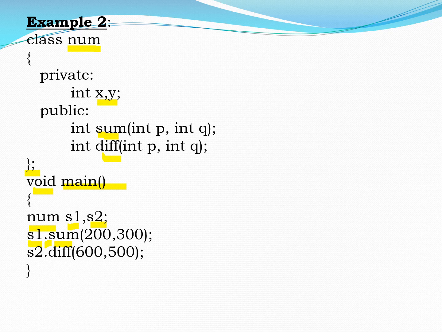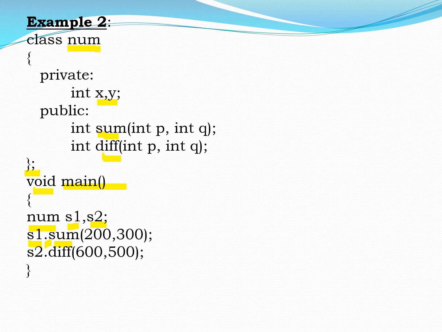The object S1 belongs to the class called num. Once it checks that S1 belongs to the class called num, it checks whether num is a class or not. Once num is a class, it indicates that sum is a member function in the class num, and it sees how many arguments are passed. It has two arguments, that is 200 and 300.